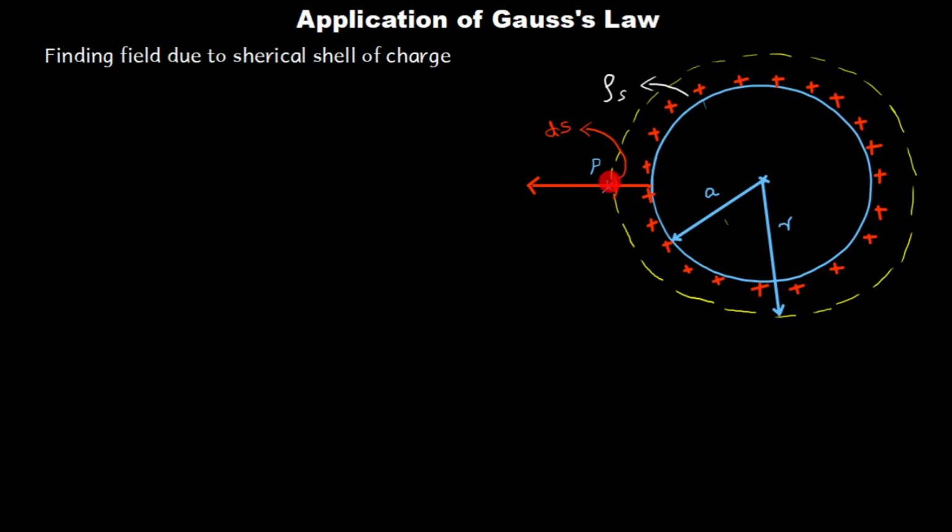Please understand this, your point P can be anywhere on this surface, and wherever you consider this point P, you will have a ds, and you will have a flux line passing through that, because flux lines are randomly coming out radially outside of this sphere. So I am just considering this area.